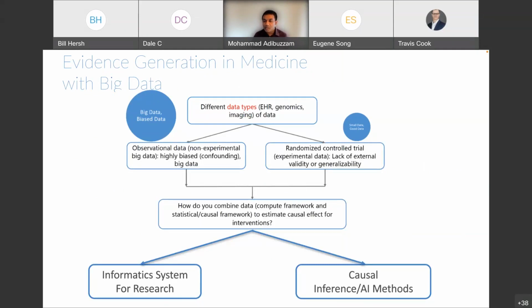But at the same time, historically, we rely in medicine on randomized controlled trial data, which are considered experimental data or good data. And traditionally, the regulatory bodies like FDA rely on that kind of data for evidence generation in medicine. So the question is, how do we actually combine these two different types of data, both technologically, informatics system-wise, and methodologically to complement randomized controlled trials, to expedite randomized controlled trials, or even in some cases, do virtual randomized controlled trials with observational data sets. So these are the two broad areas that I had pursued. And I'll talk about these two areas in the next few slides.